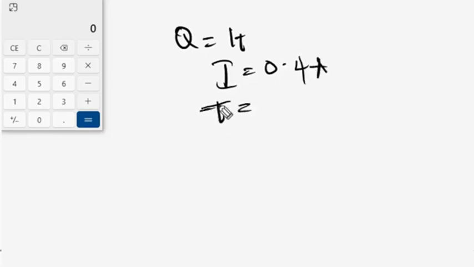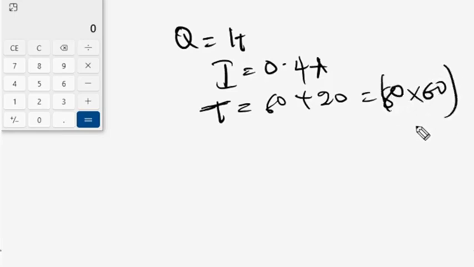Remember that this time should be in seconds, but then we are given 1 hour and 20 minutes. So 1 hour is 60 minutes. So we are going to do 60 minutes plus 20 minutes. That's 80 minutes. So this 80 minutes, we are going to multiply it by 60 again to have this in seconds. So 80 times 60, and that's 4,800 seconds. So T is 4,800 seconds.